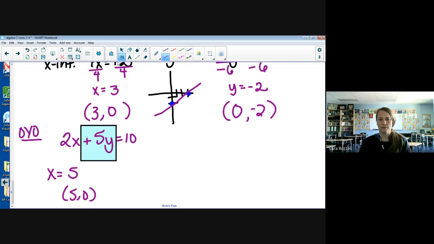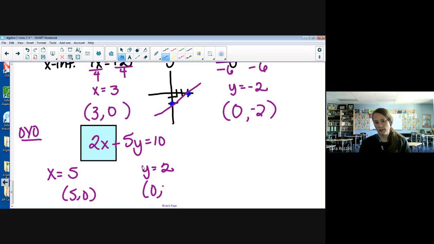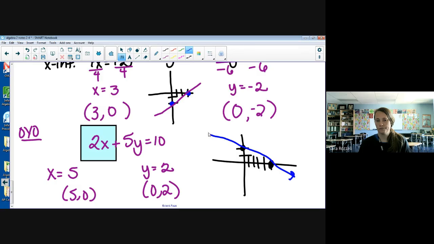And then I'm going to cover up the x part. So pretend like that's not there. And 5y equals 10. When you solve that, y equals 2. The ordered pair is 0, 2. And when we sketch our graph, we put a point on 5, 1, 2, 3, 4, 5, point, and a point on 2 on the y-axis, 1, 2, with a point, and we connect the two.